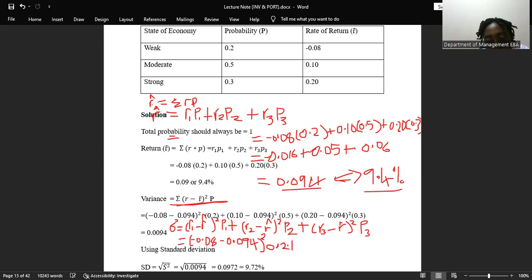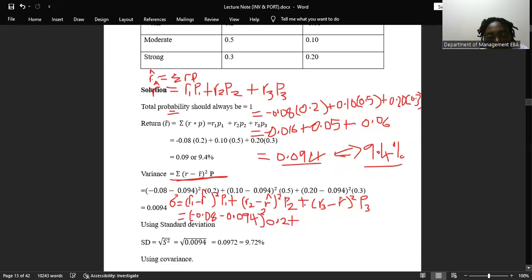0.2 plus 1. Everything. Okay, so the second R is 0.10 minus 0.094. Okay. The probability for the second one is 0.5, so 0.5. We continue here.